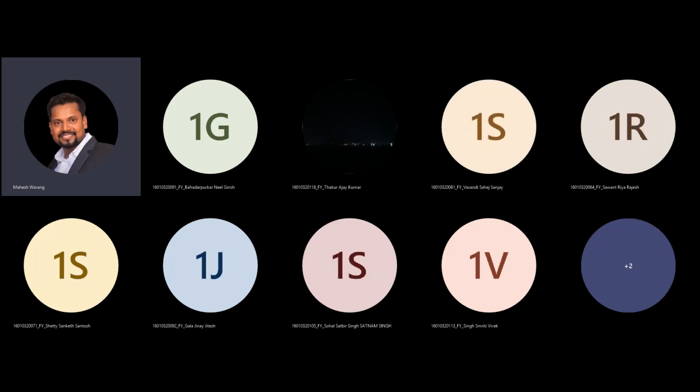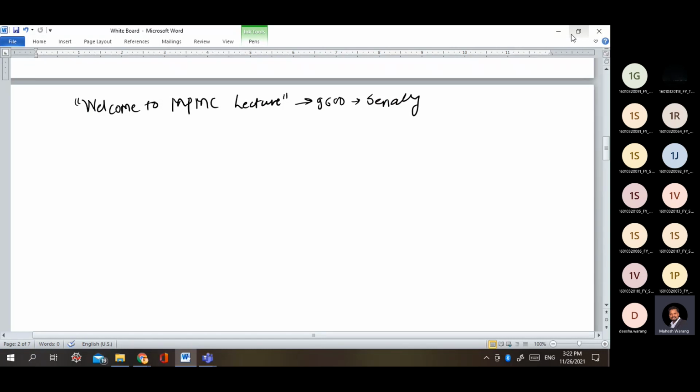Fine. Then we have seen how to transfer a single character in a word. Now this is our task. So now we want to transfer this one: "Welcome to MPMC lecture" at a baud rate of 9600, serially. So this is the data which I want to transfer. How to do it? Let's see.